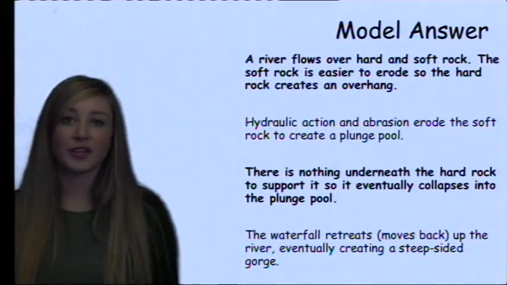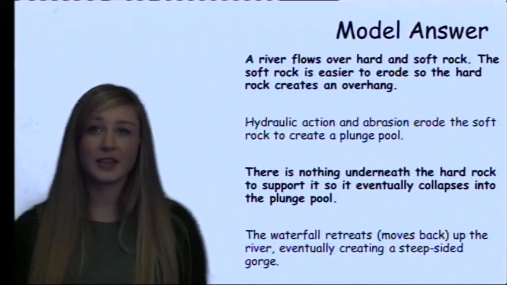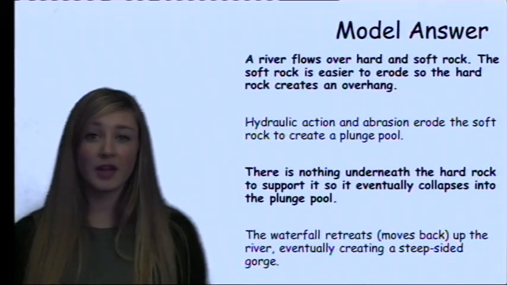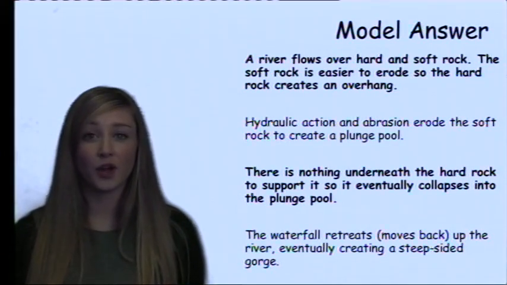Okay, so how did you do then? Well, to be able to get a model answer for those full 4 marks, you need to say that the river flows over hard and soft rock. The soft rock is going to be much easier to erode, so the hard rock creates an overhang.